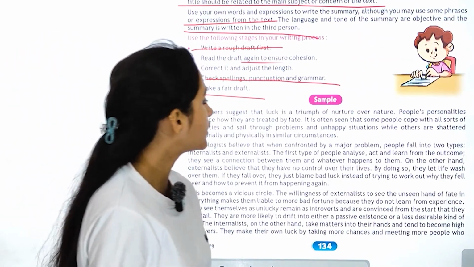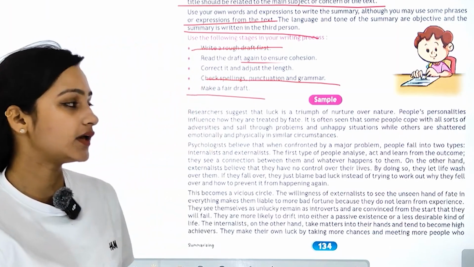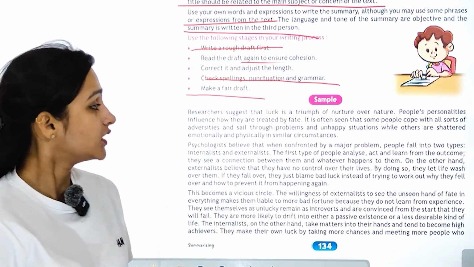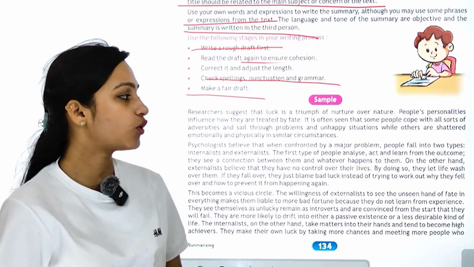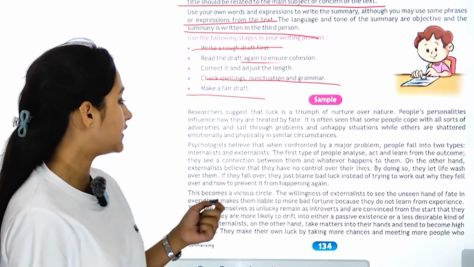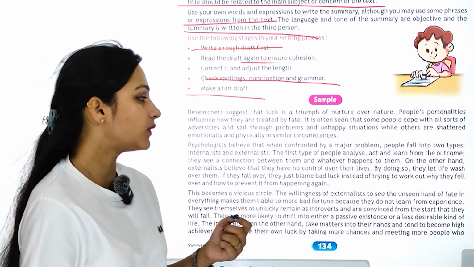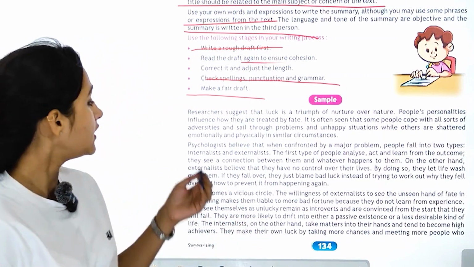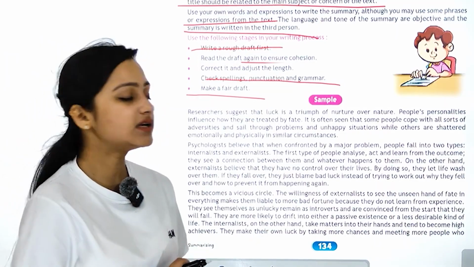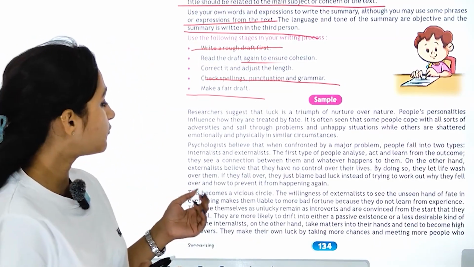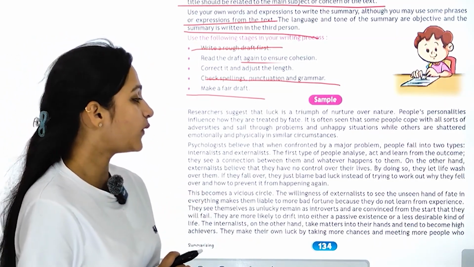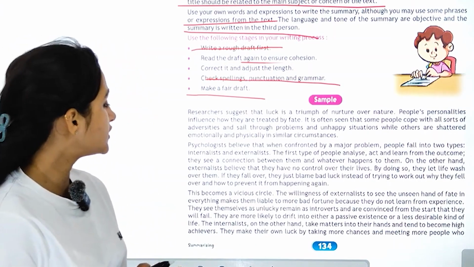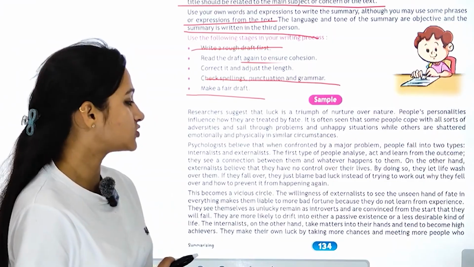Researchers suggest that luck is the trump of nurture over nature. People's personalities influence how they are treated by fate. It is often seen that some people cope with all sorts of adversities and sail through problems and unhappy situations, while others are shattered emotionally and physically in similar circumstances. So, psychologists believe that when confronted by a major problem, people fall into two types: internalist and externalist.